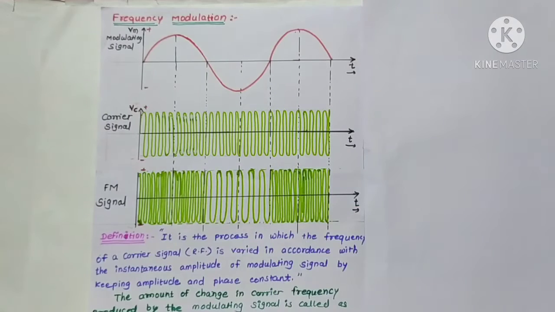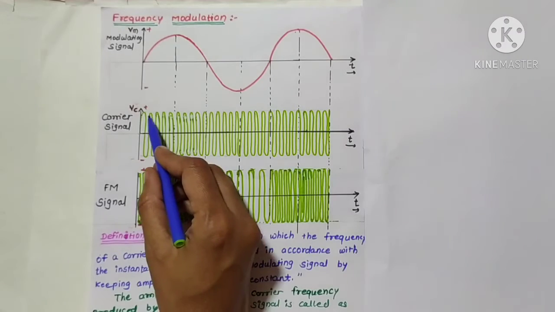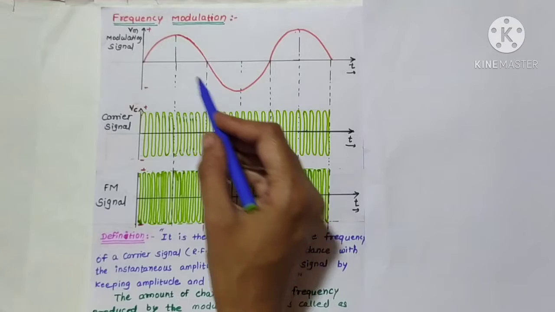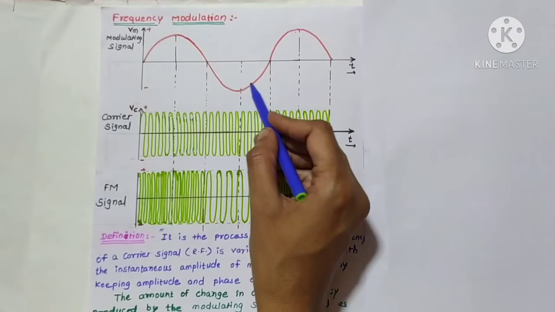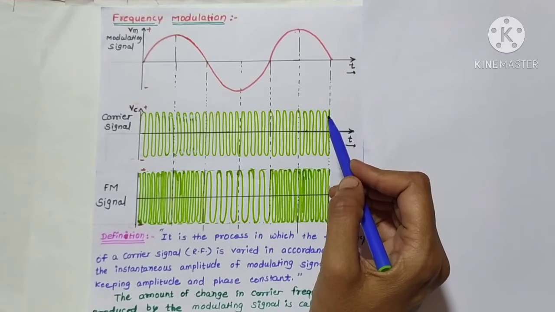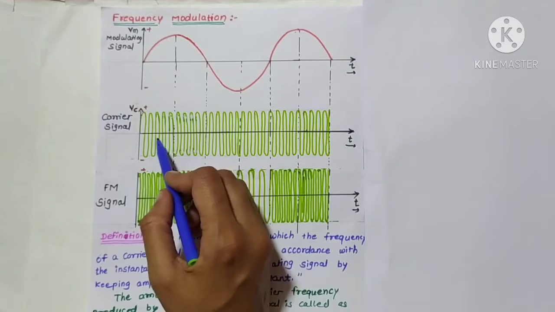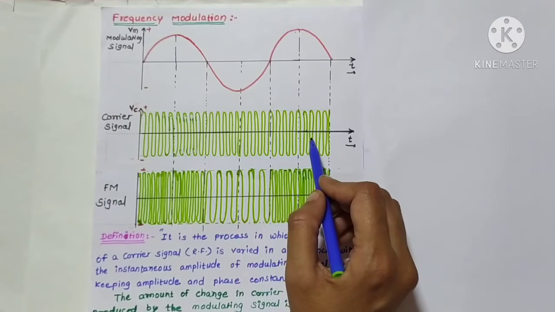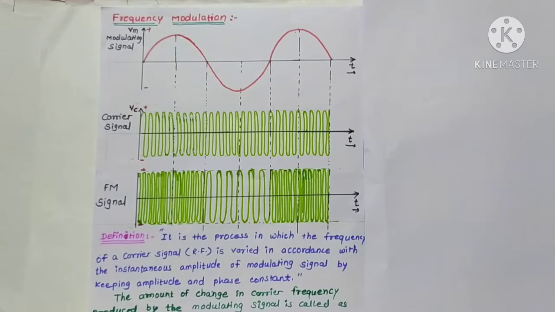Okay students, so we can say that frequency modulation is nothing but the process in which the frequency of the carrier is changed in accordance with the instantaneous value of the amplitude of the modulating signal, keeping the phase and amplitude of the signal constant.